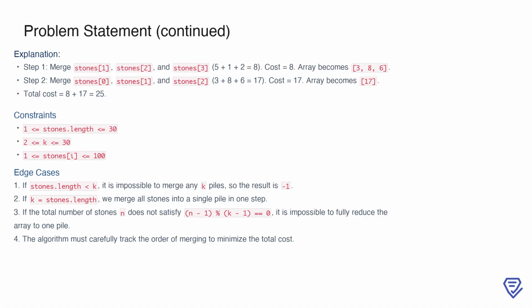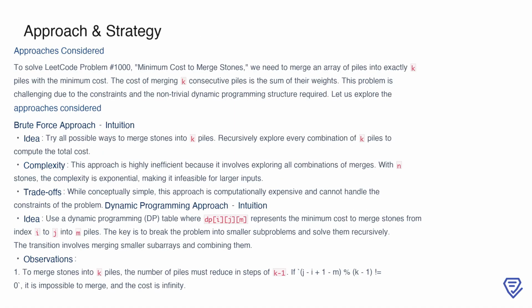To summarize, the problem requires careful consideration of the order of merges to minimize cost, and certain configurations may result in an output of -1 if merging to a single pile is not feasible. The constraints and edge cases help to clarify when a solution exists and how the merges should be performed to achieve the minimum cost.